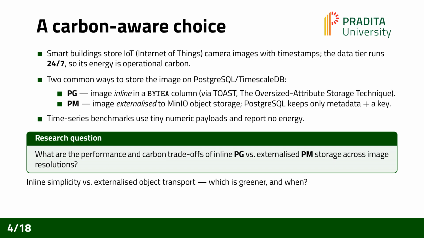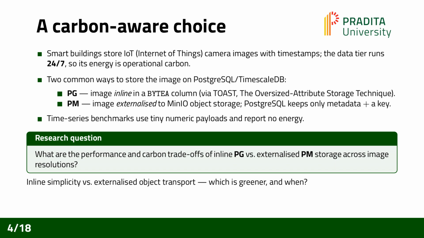Imagine a modern smart building full of Internet of Things cameras, each snapping images stamped with the exact time they were taken. That data tier never sleeps. It runs 24 hours a day, 7 days a week, which means its energy consumption is operational carbon that accumulates relentlessly, month after month. Now, there are two very common ways to store one of these images in a PostgreSQL or TimescaleDB system.